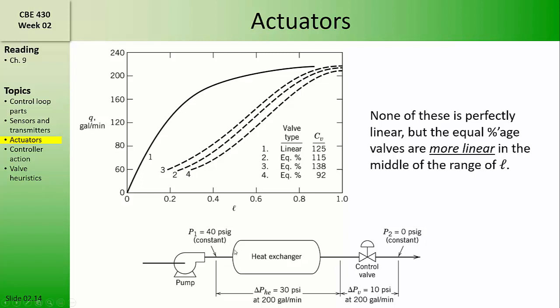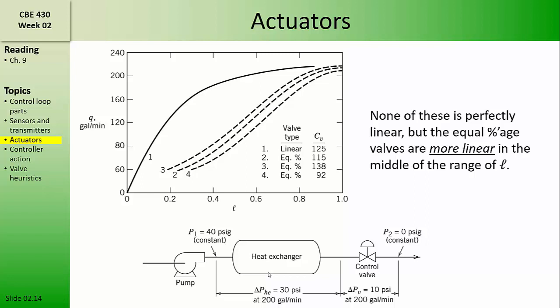At higher flow rates, there's a larger pressure drop across the heat exchanger and a smaller pressure drop across the valve because the valve is open. There's less restriction to the flow. At lower flow rates, when the valve is more closed, there's a higher pressure drop across the control valve and a lower pressure drop across other upstream and downstream units.